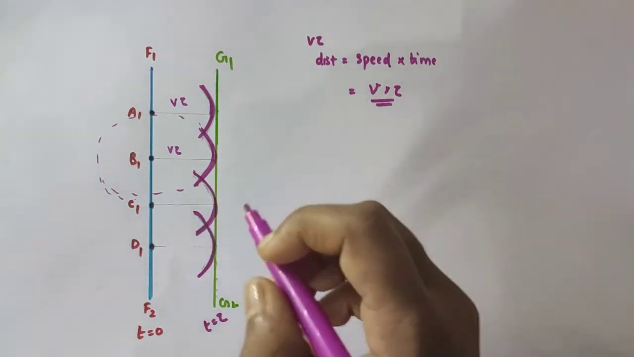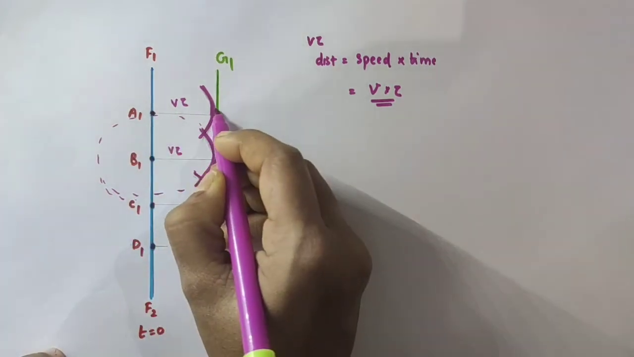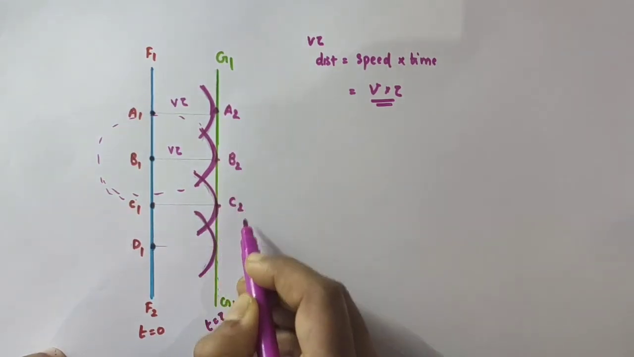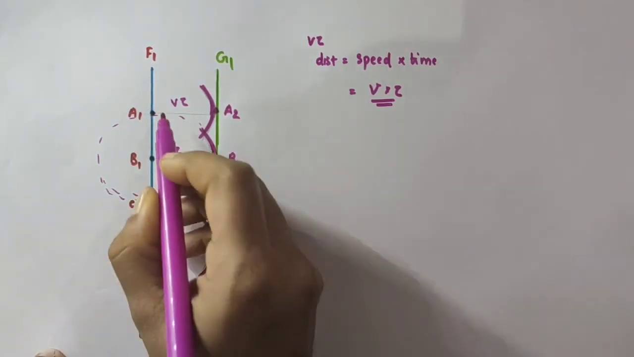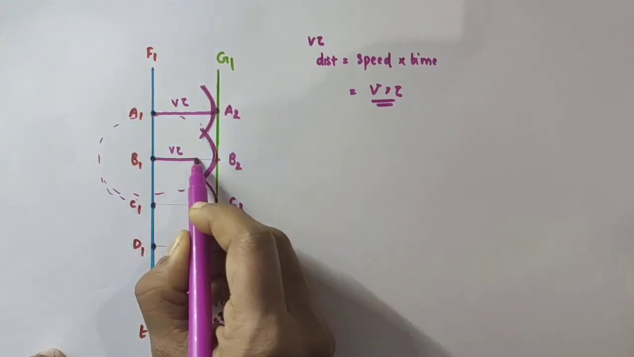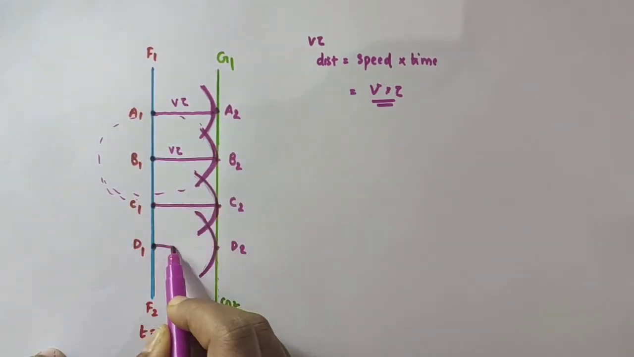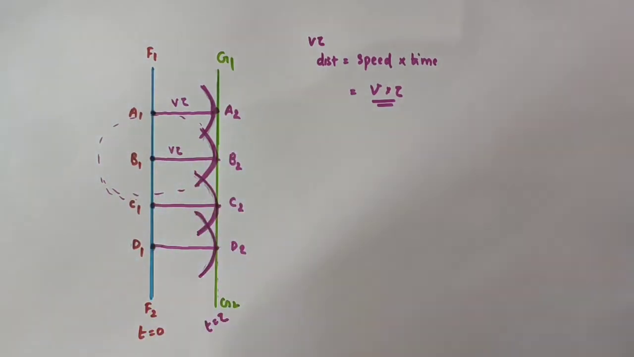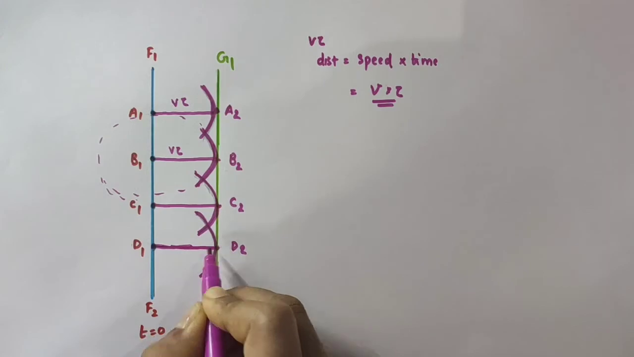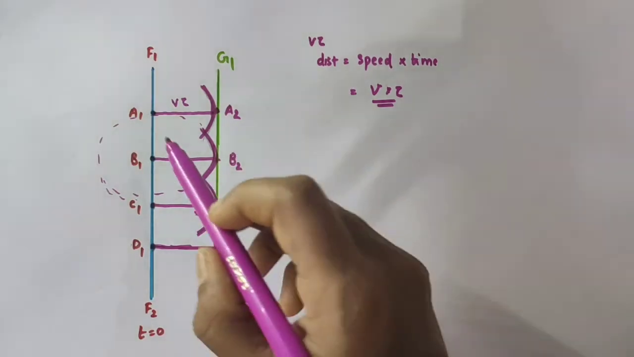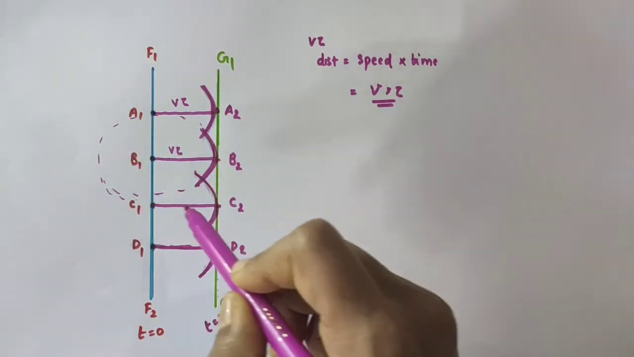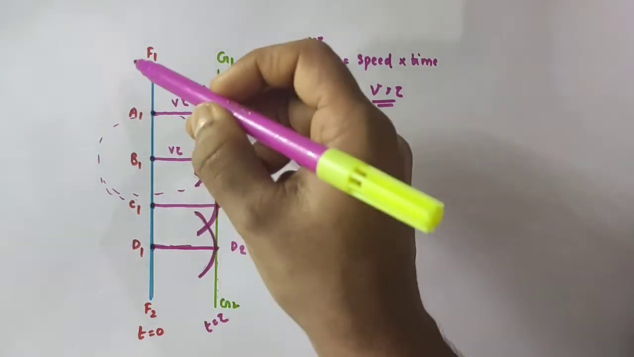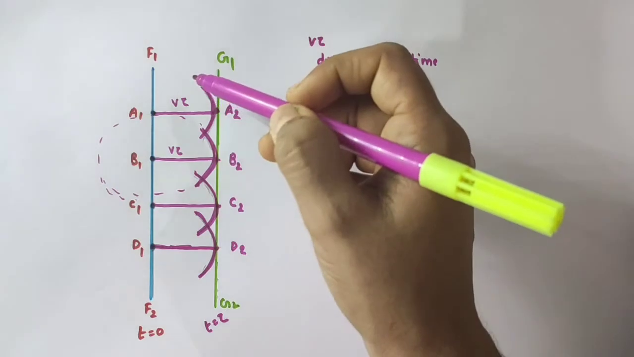Now, I'm taking this point as A2, this point as B2, this point as C2 and this point as D2. That is, when I draw a straight line, I will get A1, A2, B1, B2, C1, C2, D1, D2 like that. Let this be a straight line. So the lines A1, A2, B1, B2, C1, C2, D1, D2 are actually normal to the two plane wavefronts F1, F2 and G1, G2.